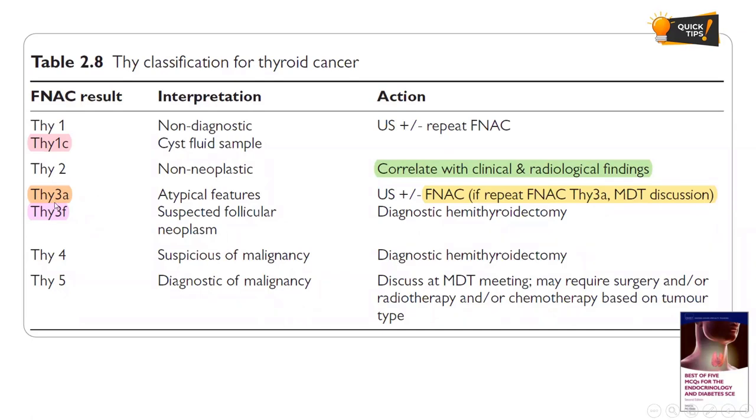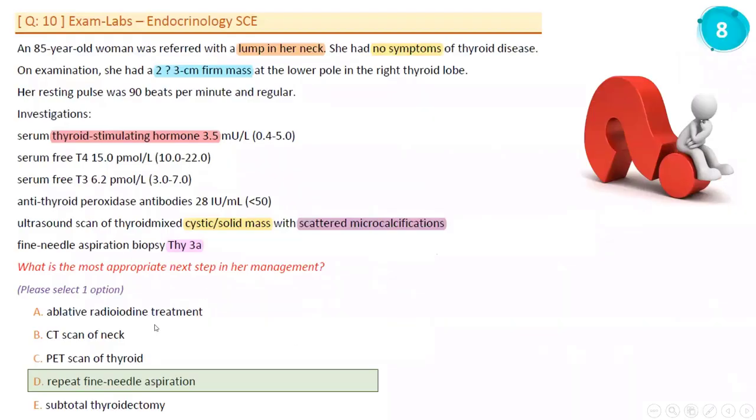So don't forget that Thy 3A is atypical features, and the action is to repeat fine needle aspiration biopsy. If the repeat fine needle aspiration biopsy is Thy 3A also, we need to discuss it with the multidisciplinary team. In this situation, for example, if we redo fine needle aspiration biopsy and it represents Thy 3A again, what is the next option? So we do it twice, and both of them are 3A. What is the next option? Because this is actually in some exams. Two Thy 3A. What is the next option?